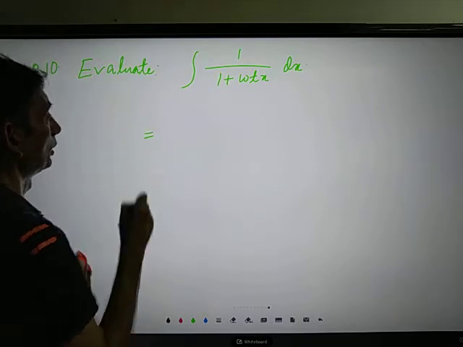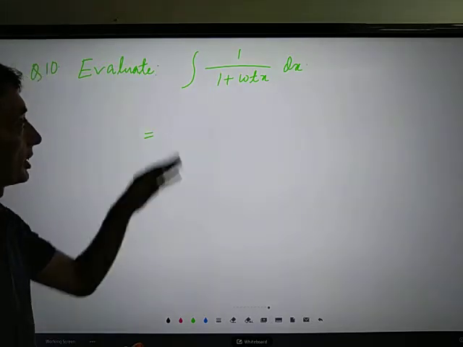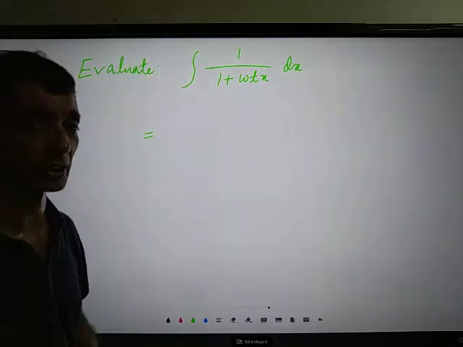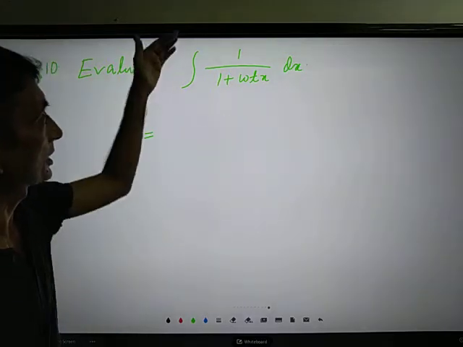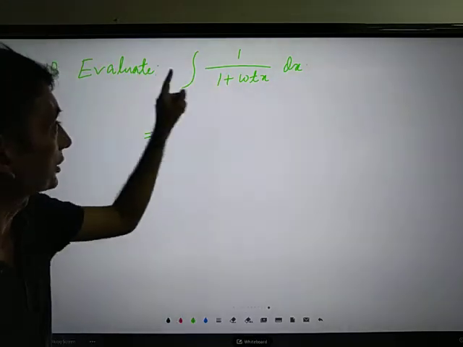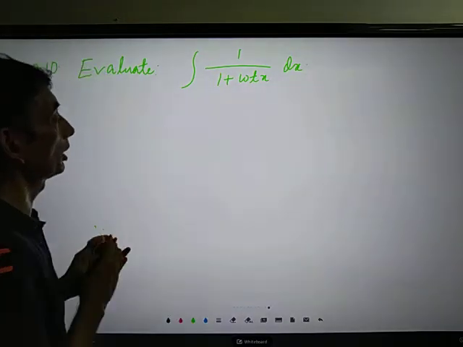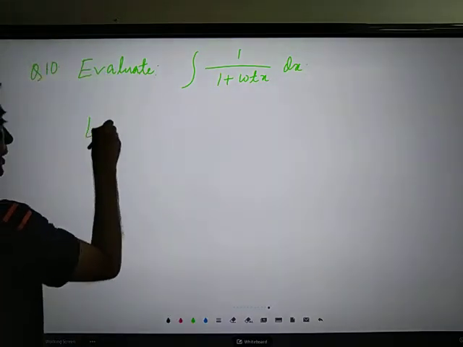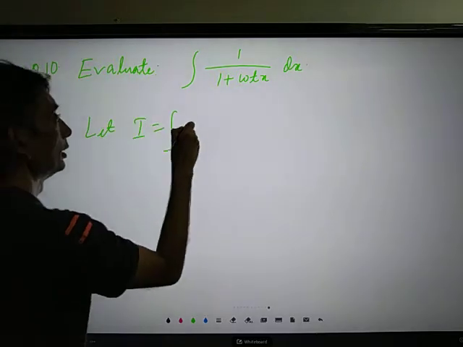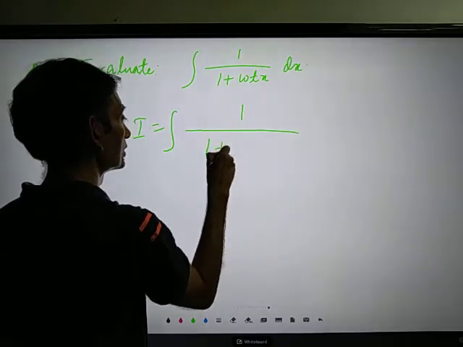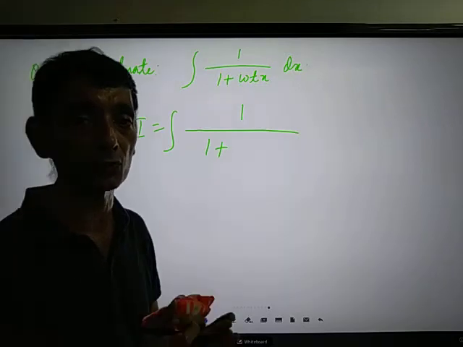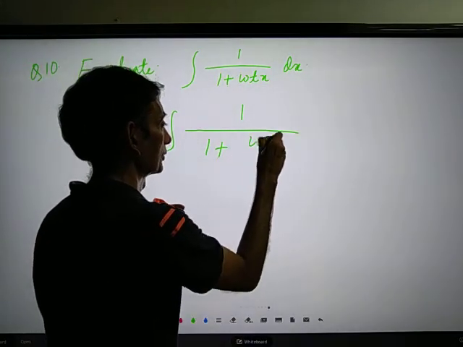So how to integrate this question? This is also a very important question. Forms like this are there, that is integration of 1 by 1 plus cot x, integration of 1 by 1 plus tan x, all similar types. So how to solve these questions? Let I equal the integral of 1 by 1 plus cot x. We will write cot x in the form of cos x by sin x.